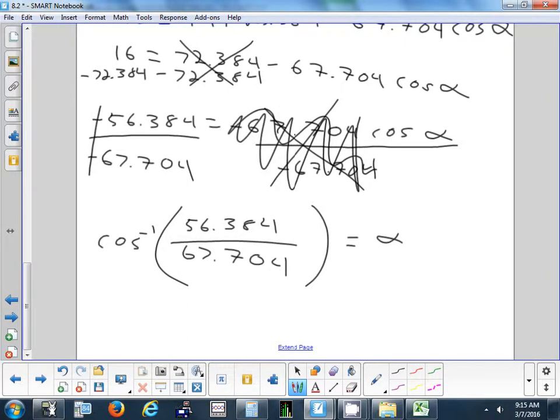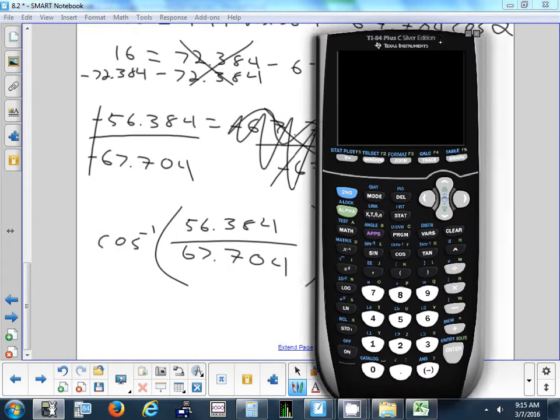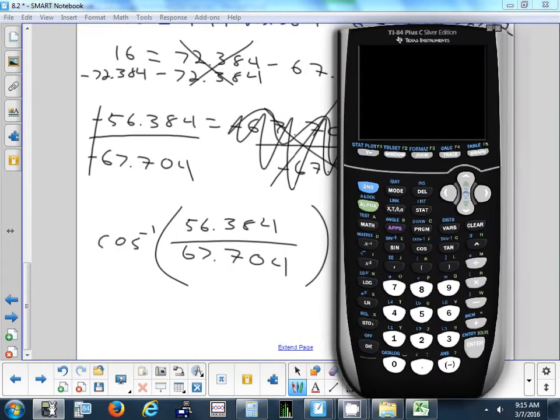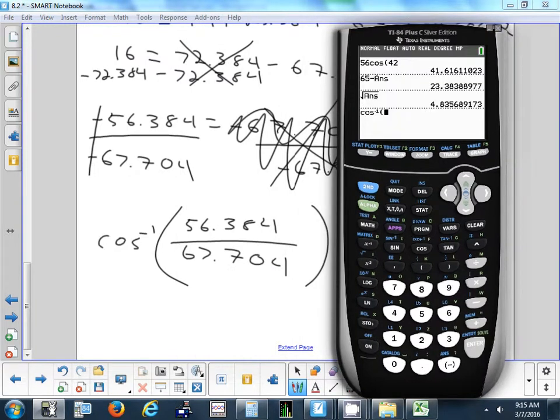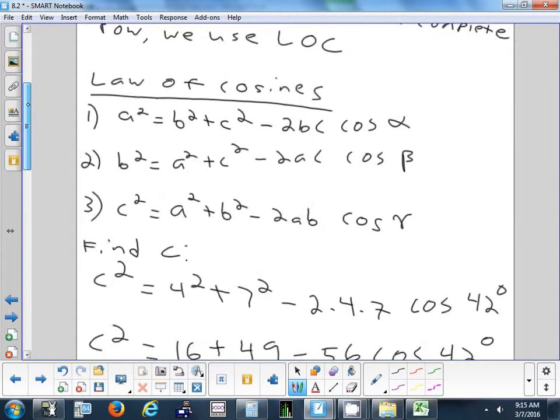I know 56 divided by 67 is less than 1, so I know I can take the inverse cosine. Now we just need to do that out. So inverse cosine of 56.384 divided by 67.704. Right, 33.612. That's alpha.